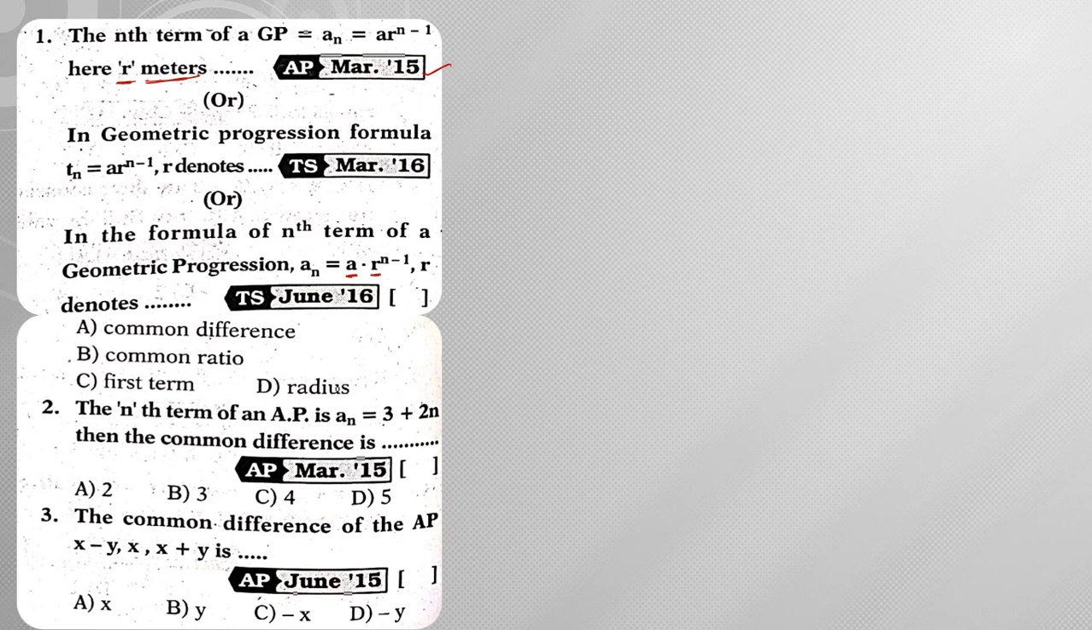Hence this r represents the common ratio, and the formula for the common ratio is given by second term by first term, or third term by second term, or this can also be written as nth term by (n-1)th term. This ratio is nothing but the common ratio.